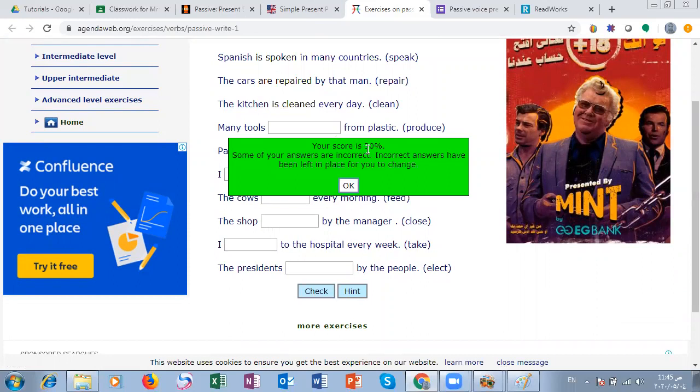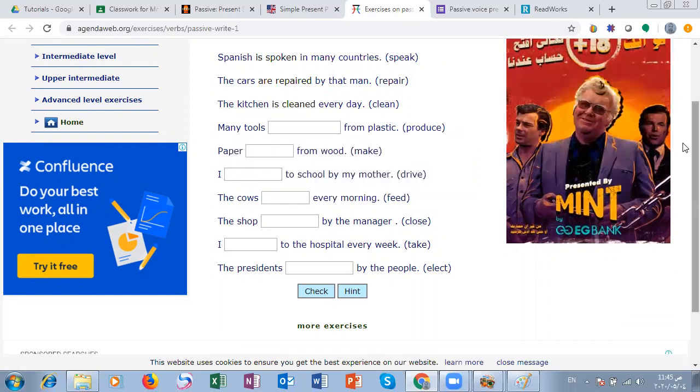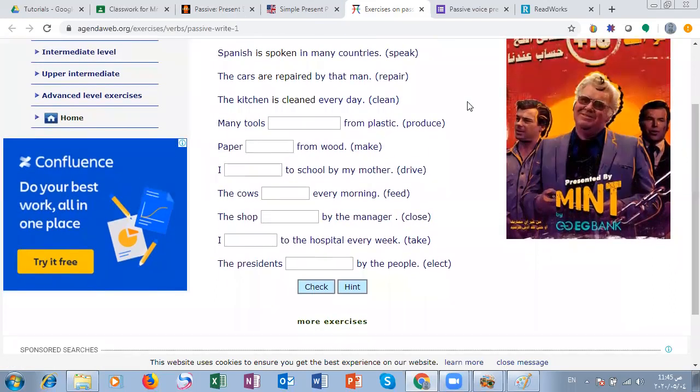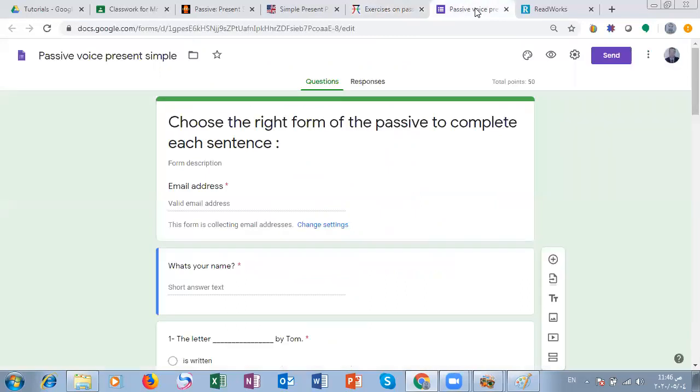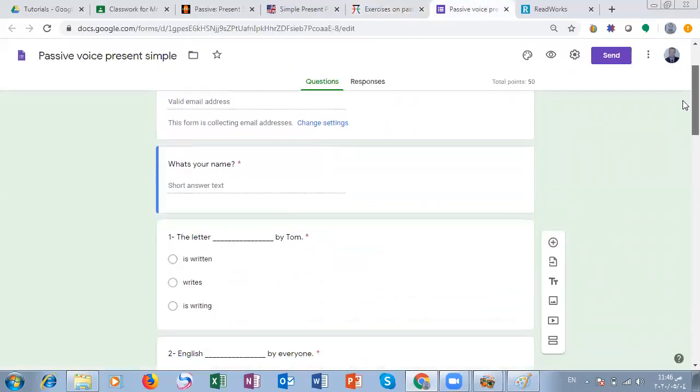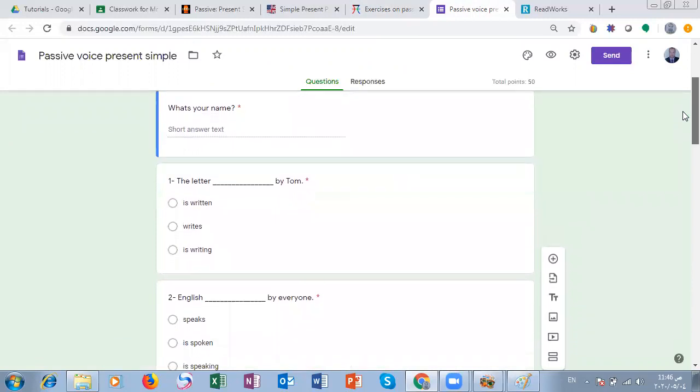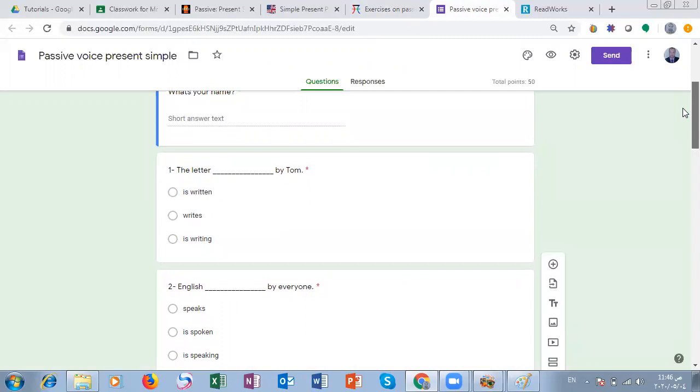Okay, your score is 30% because I only answered 3 sentences and the website corrected them for me. Spanish is spoken. The cars are repaired. The kitchen is cleaned. Now you have to finish the second link. Let's go to the third and the last link. Here you have to finish this task. It's a very, very easy one. You have to choose the right answer only.